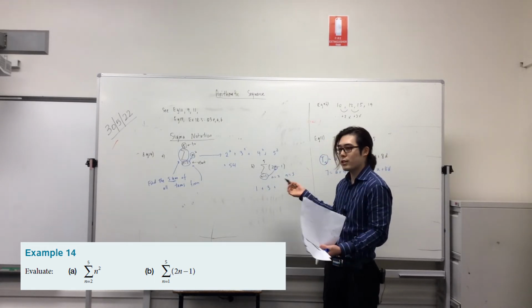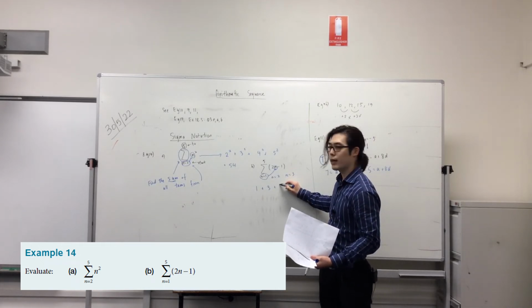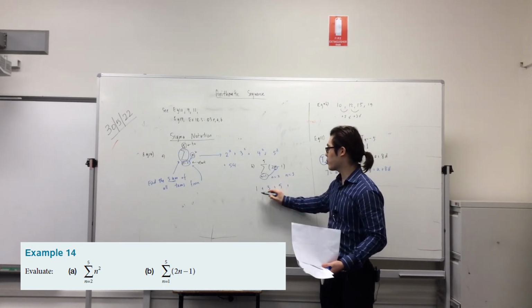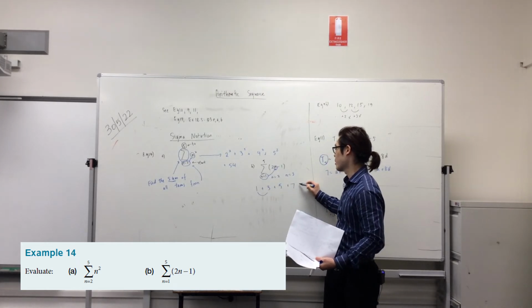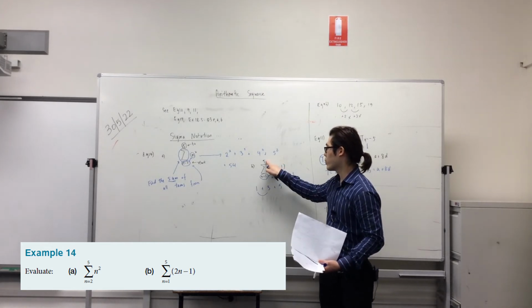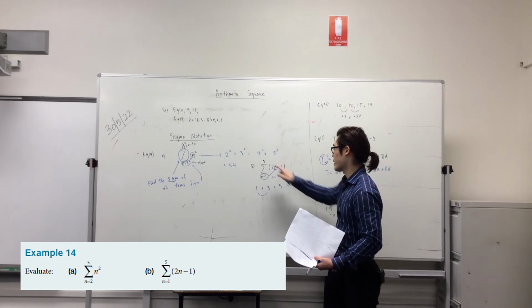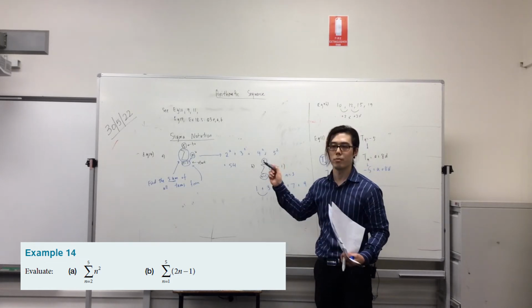It's literally like a table of values. At this point, you know it's going up by 2, so the next one is going to be 7. Now, we want 1, 2, 3, 4, 5, because this means up to the 5th term.